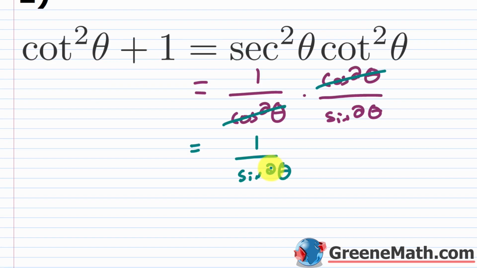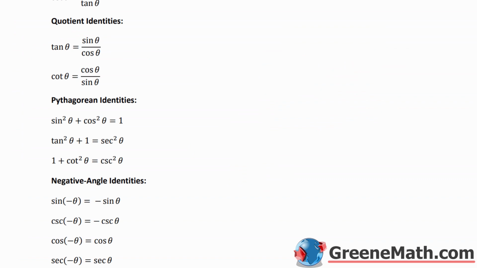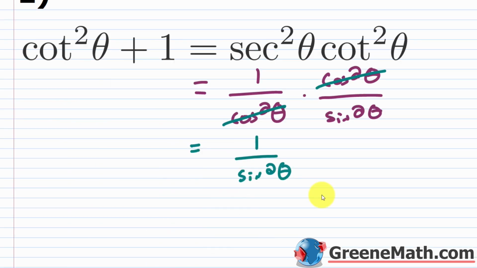Now, at this point, we don't have a match, right? We have cotangent squared theta plus 1. We have 1 over sine squared theta. But if you go to your identities handout, and again, you should always be thinking about the Pythagorean identities, we have this 1 plus cotangent squared theta is equal to cosecant squared theta. Okay, what I have is this 1 over sine squared theta.